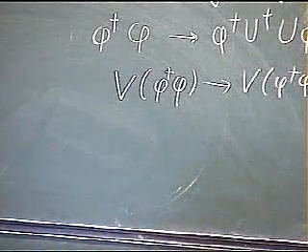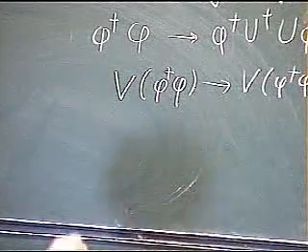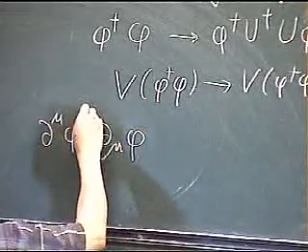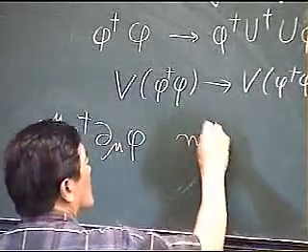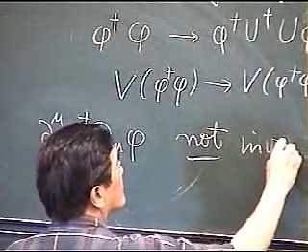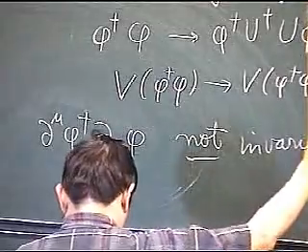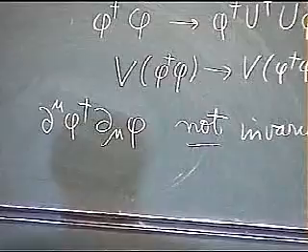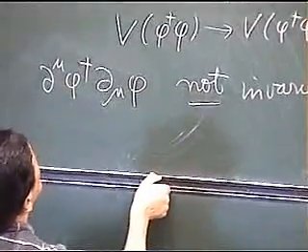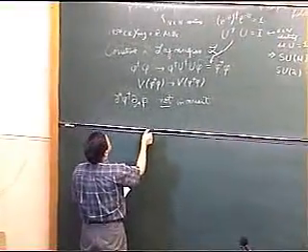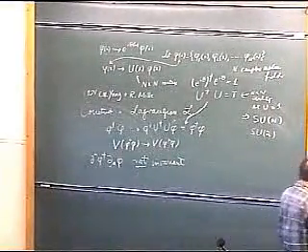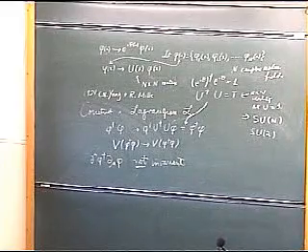Now, but just as in the beginning of today's lecture, d mu phi dagger is not invariant anymore. And in fact, d mu phi, just a matter of arithmetic, we can write down. Let me do it over here, maybe.